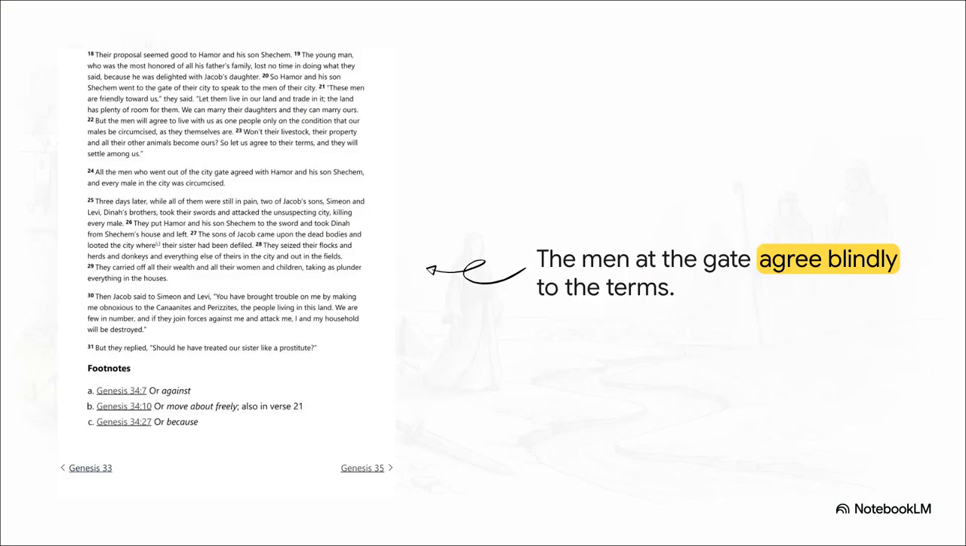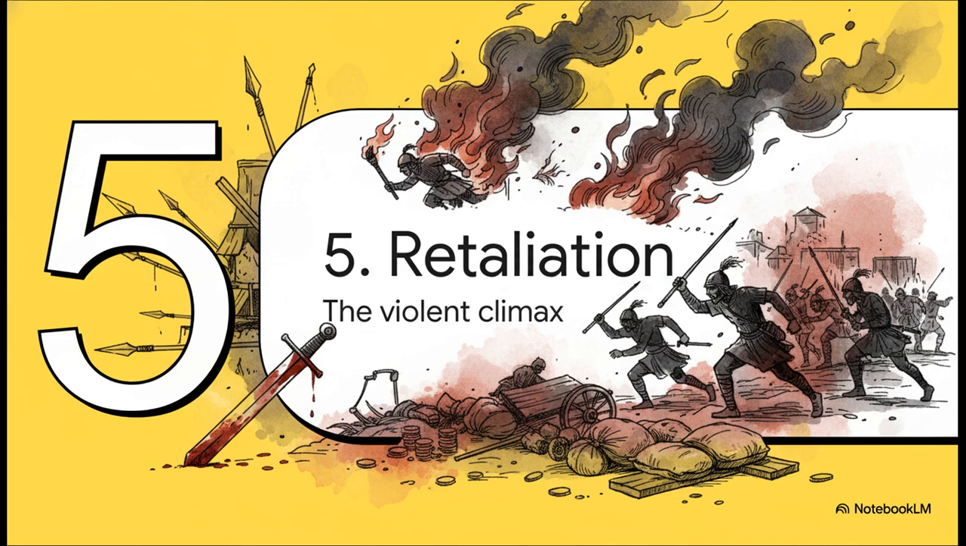Well, as the source text continues, we see that the economic argument works perfectly. The allure of Jacob's wealth is just too strong, and every single male at the city gate agrees to be circumcised. The trap has been set, and the city has unknowingly stepped right into it, driven entirely by the promise of easy prosperity. Which brings us to Section 5, Retaliation and Plunder, the violent climax of Genesis 34.